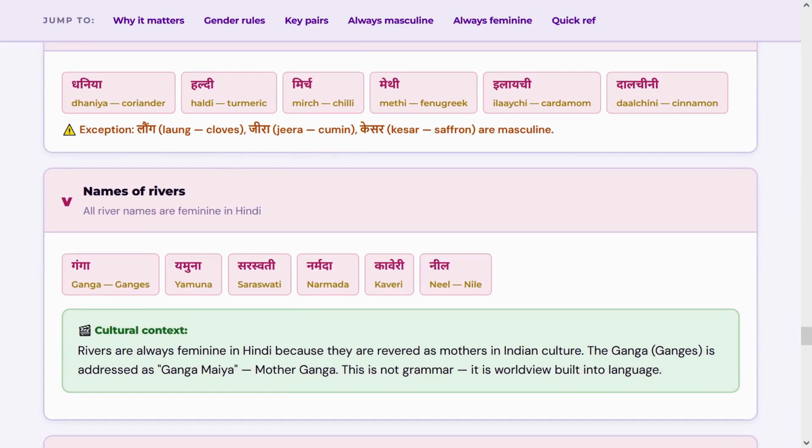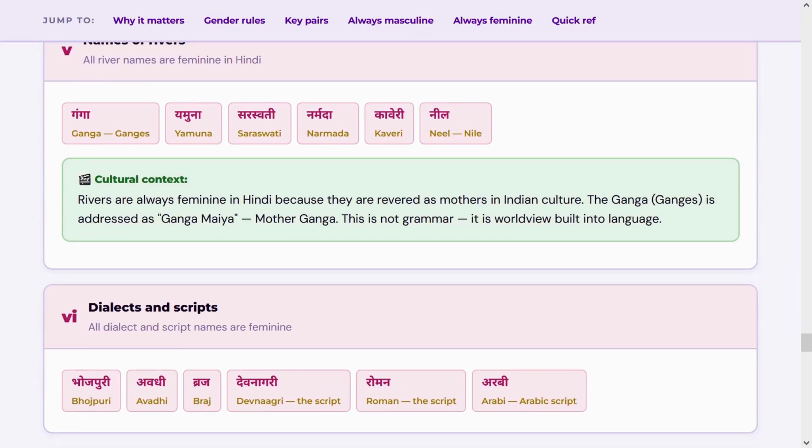Names of the rivers are feminine in Hindi because rivers nourish, right? Whenever rivers flow through a region, there is greenery, nourishment, caring, tenderness all around. So that's why rivers are feminine, like Ganga, Ganges, Yamuna, Saraswati, Narmada, Kaveri, Nil, all are feminine. Also, in the cultural context, rivers are always feminine in Hindi because they are revered as mothers in Indian culture. The Ganga is addressed as Ganga Maiya, Mother Ganga. This is not grammar, this is worldview built into language.